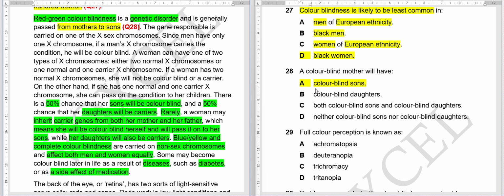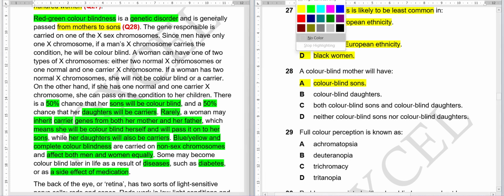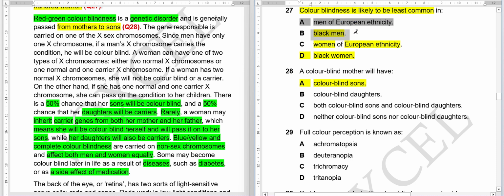Okay, so let me mark the other options as incorrect. Men, we know this, these are not our options. So we know colorblind daughters will only be colorblind when they have a colorblind mother and father, and they are inheriting genes from both. Only then will daughters be colorblind, but sons will be colorblind if the mother is colorblind. Obviously both is not the option, and neither cannot be the answer. I hope it is clear.